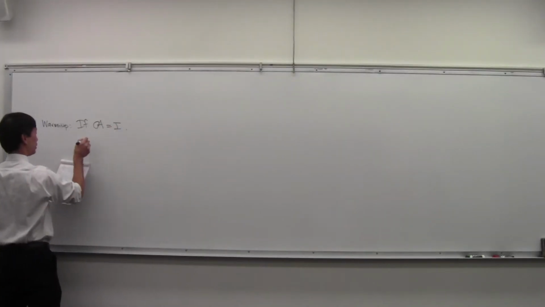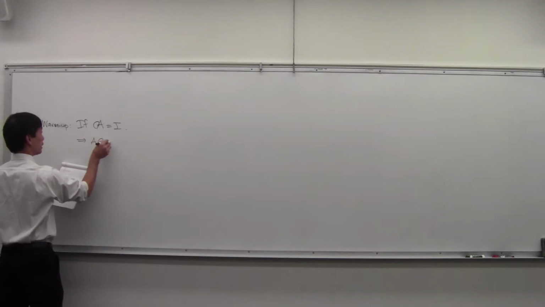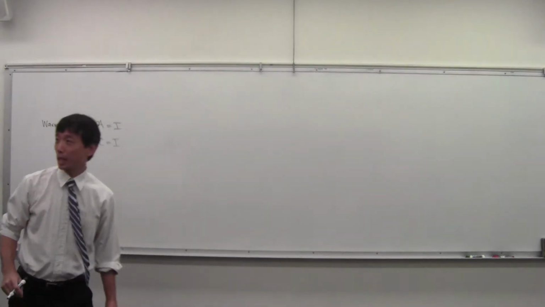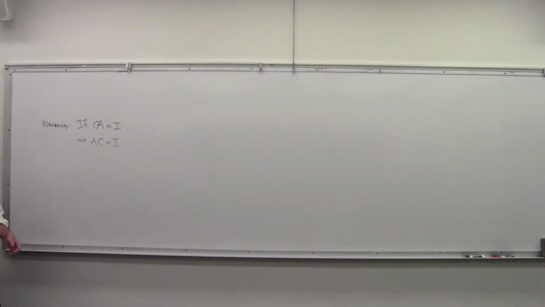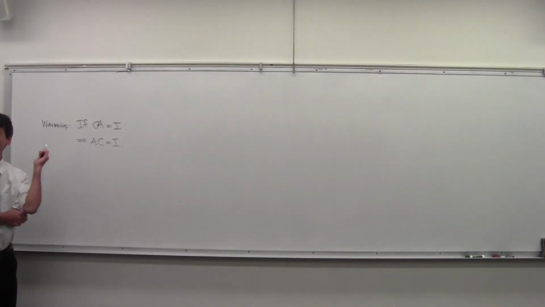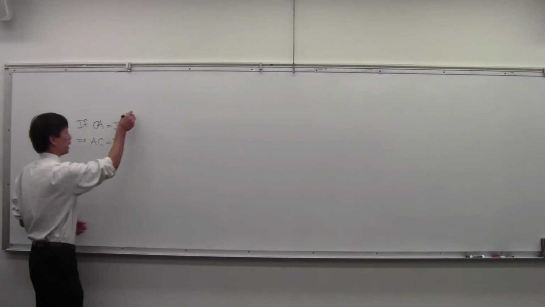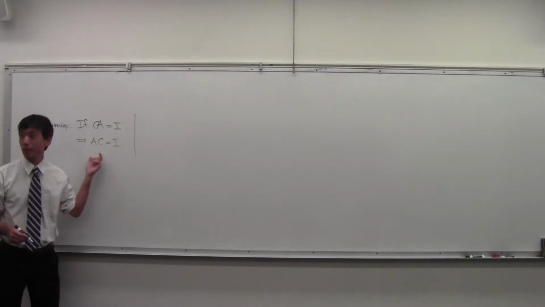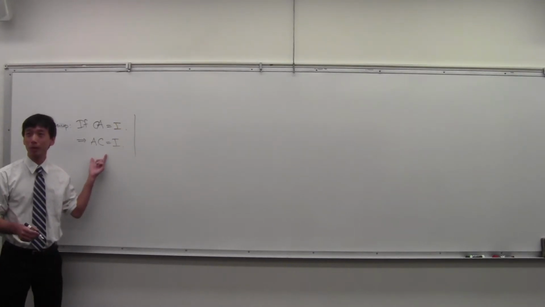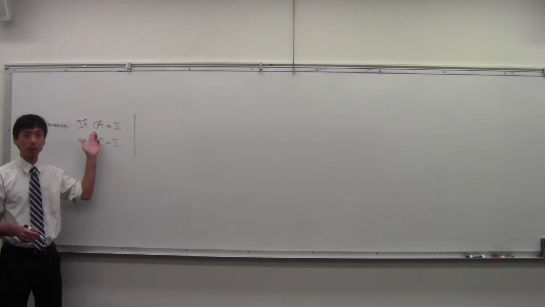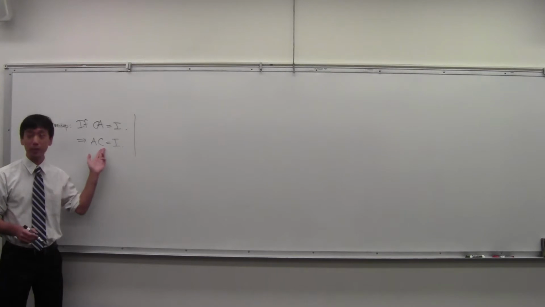If CA is the identity matrix, then AC is the identity matrix. Okay, and so this is basically saying that there's no one-sided inverse. If something works as the inverse matrix from the left side, then it's going to work as the inverse matrix from the right side also.